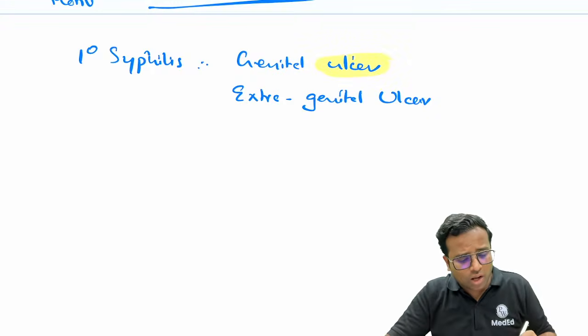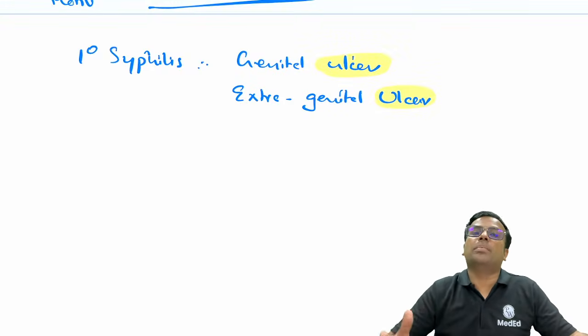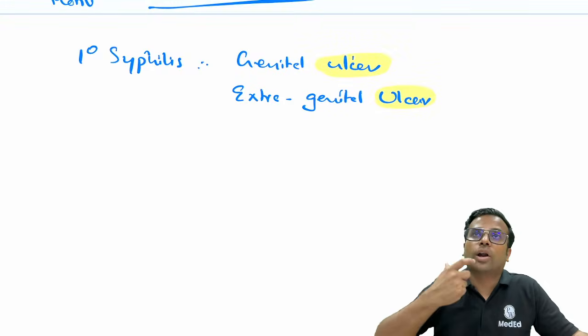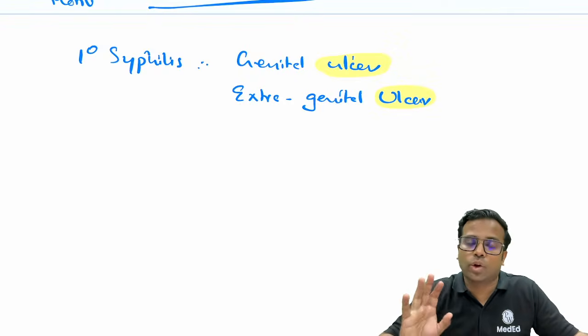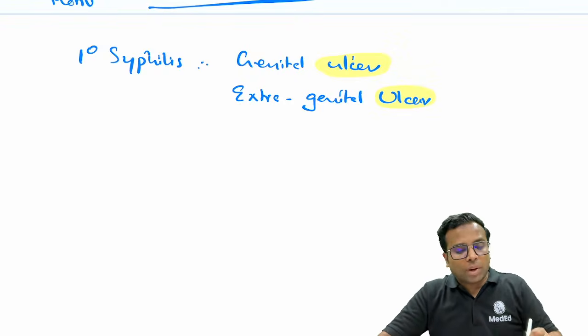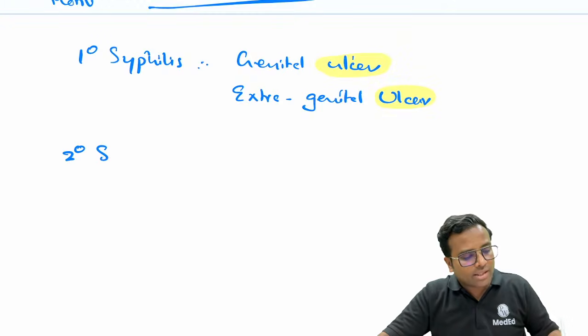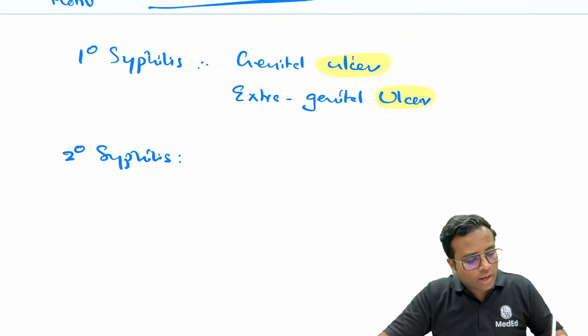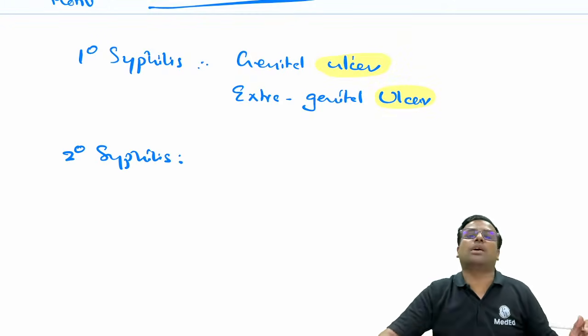मतलब यहाँ पे क्या होगा? Ulceration होगा. Maybe a ulcer in the genitals or a ulceration over the lips, जो हो गया extra genital ulcer. But if the patient is having a secondary syphilis, here we don't have an ulcer anymore. The ulcer must have healed.